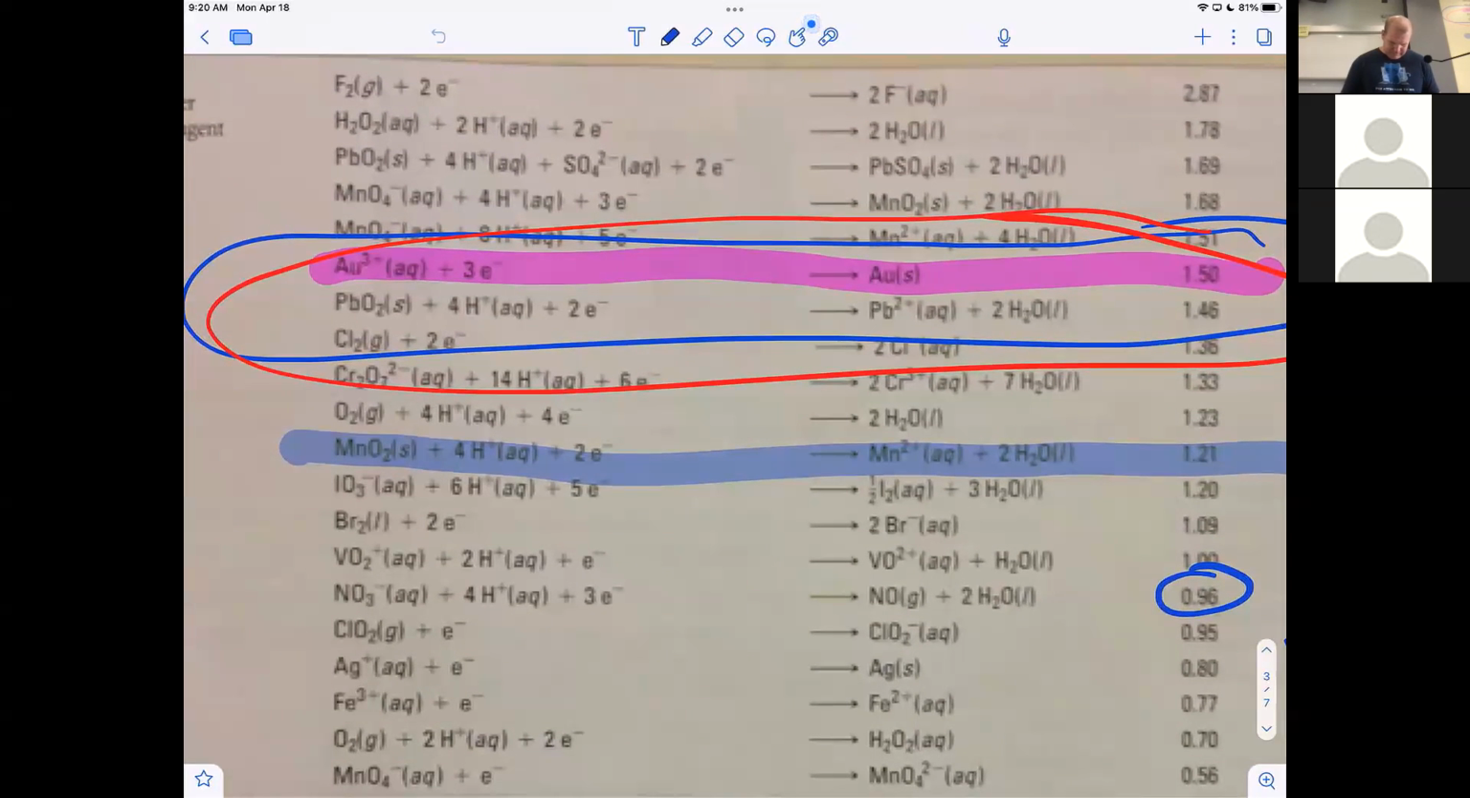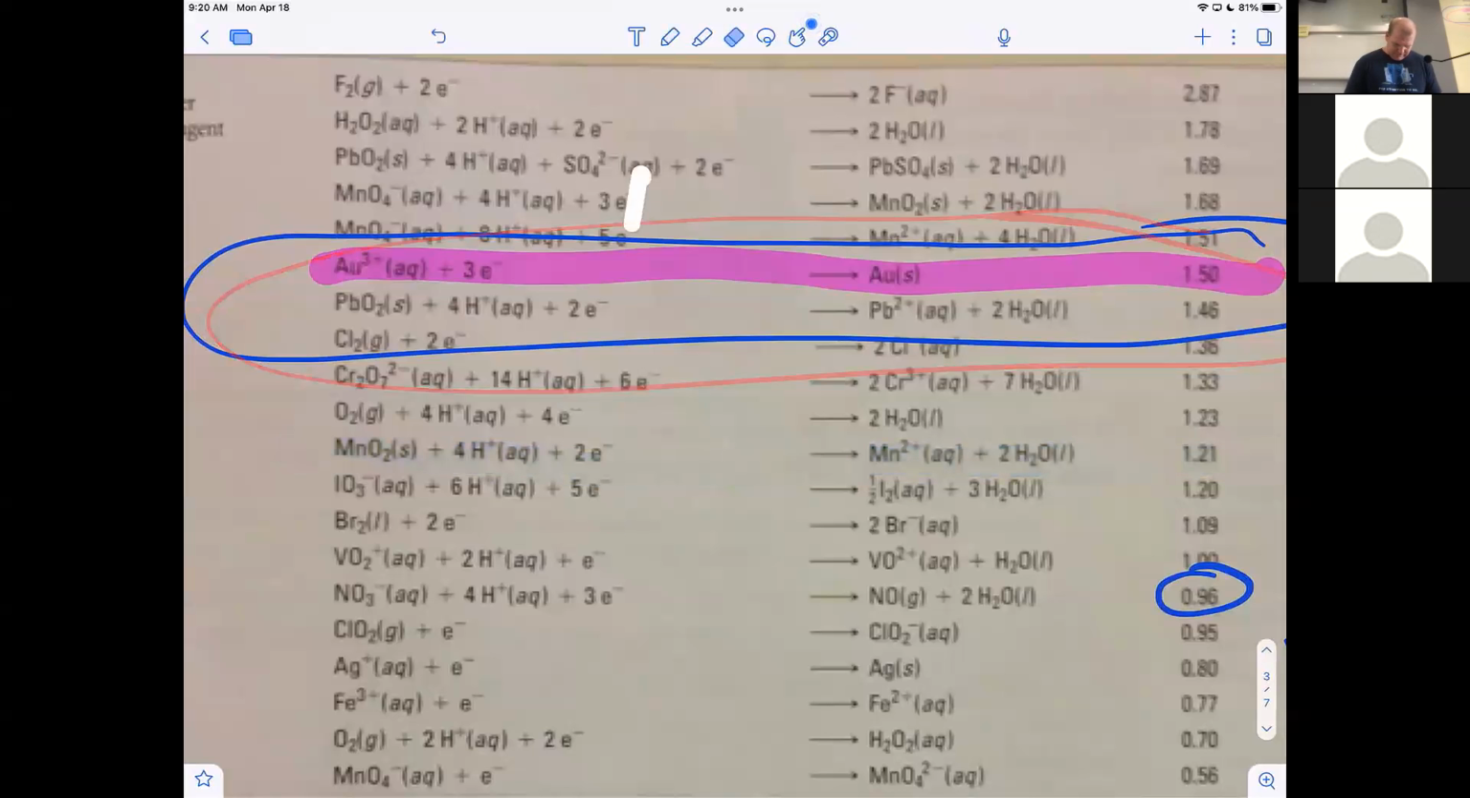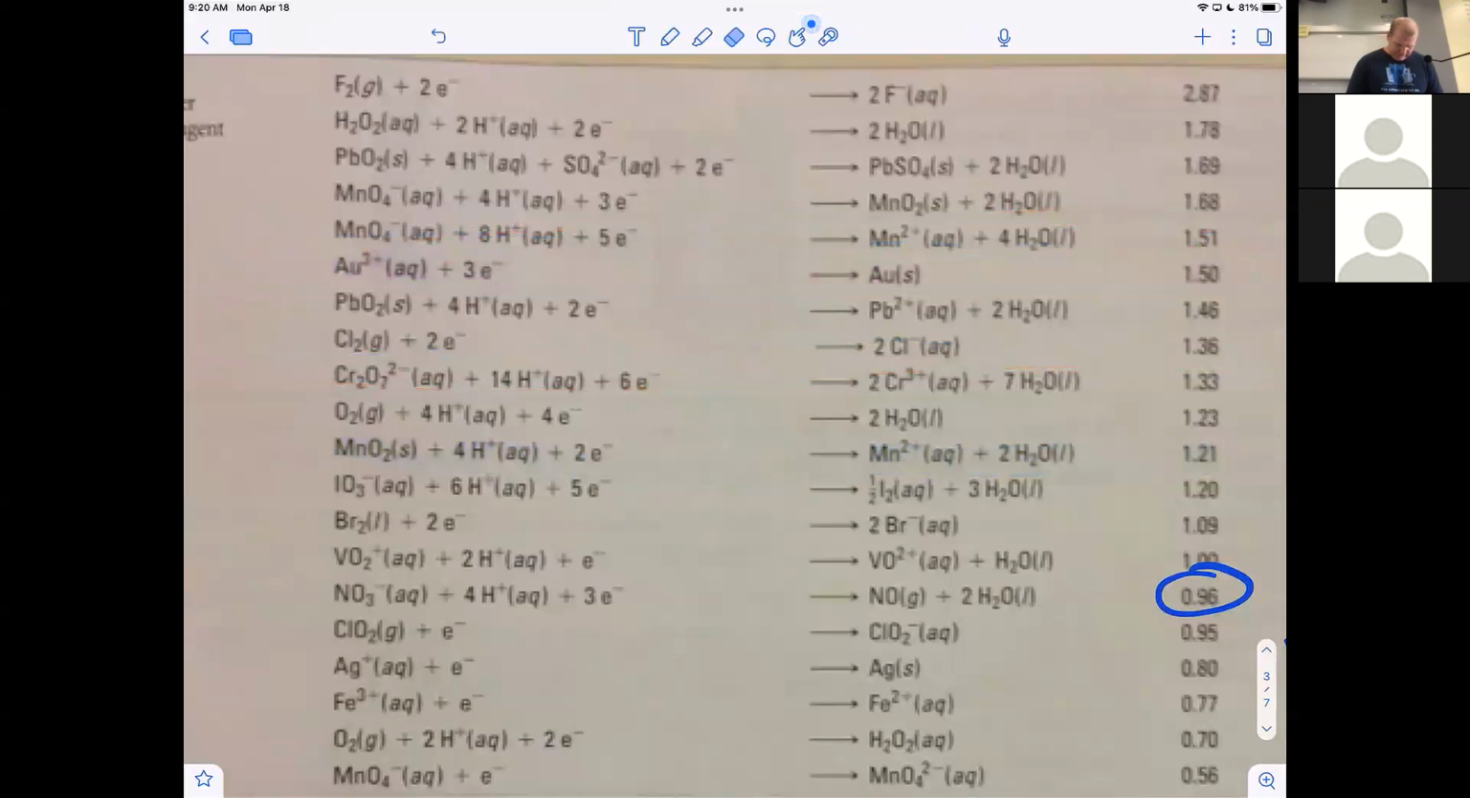Oh, I do. Jeez. It's this one here. So it's the other thing. Make sure you get the right equation.